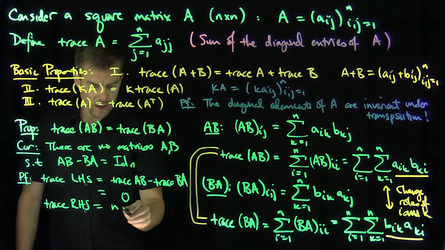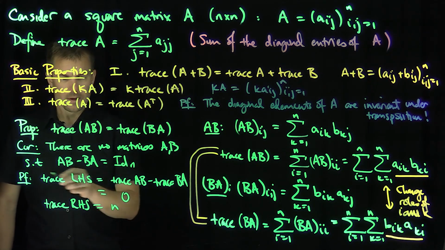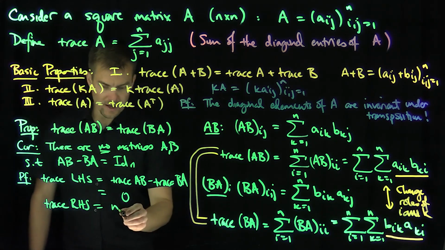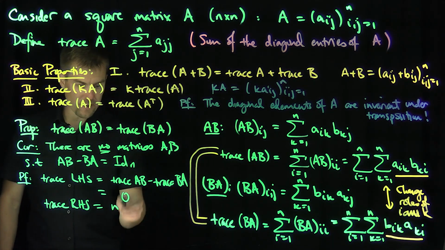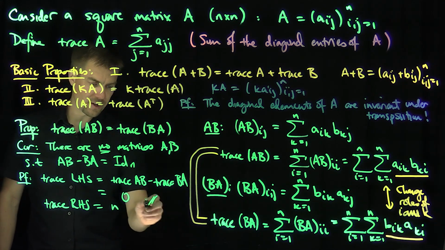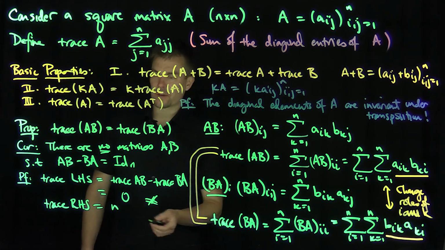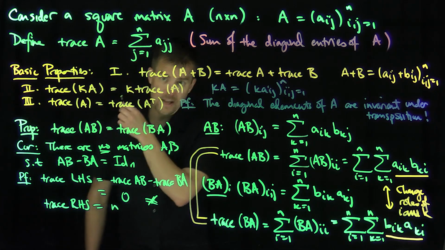So if these things were equal to each other, then n would be equal to 0, which is a contradiction. That's a contradiction, and that proves that there are no such matrices such that A times B minus B times A is equal to the identity matrix.